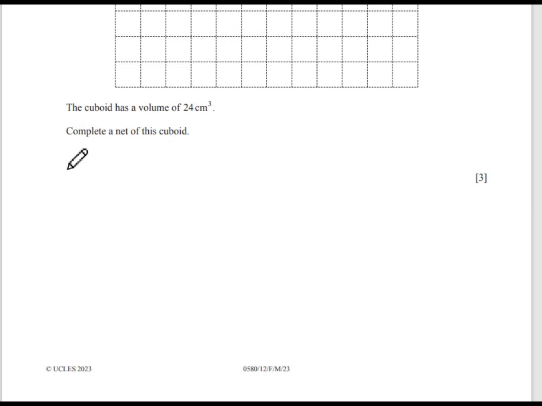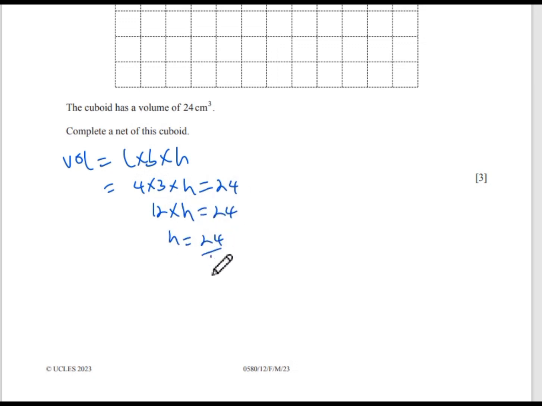And the volume of a cuboid is given by length times breadth times height. So that gives us 4 times 3 times height. We don't know what the height is. It's equal to 24. That's 12 times height is equal to 24. The height is equal to 24 divided by 12. So the height is 2 centimeters.